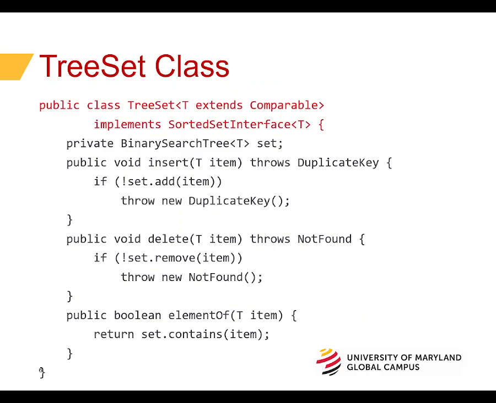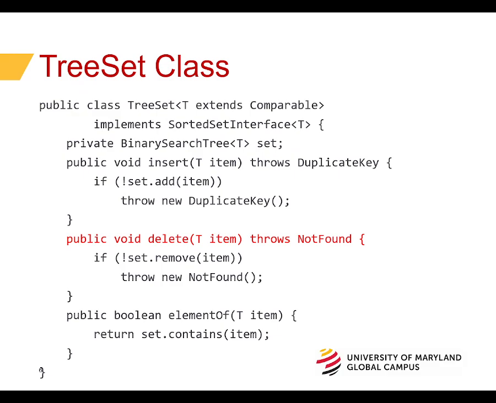TreeSet is a generic class whose components must implement comparable because it's represented with a binary search tree. So the type of the set instance variable is also binary search tree. The insert method is given the element to insert, and it calls the add method of the binary search tree class. If it returns false, it means the element was already in the tree. So it throws the duplicate key exception.